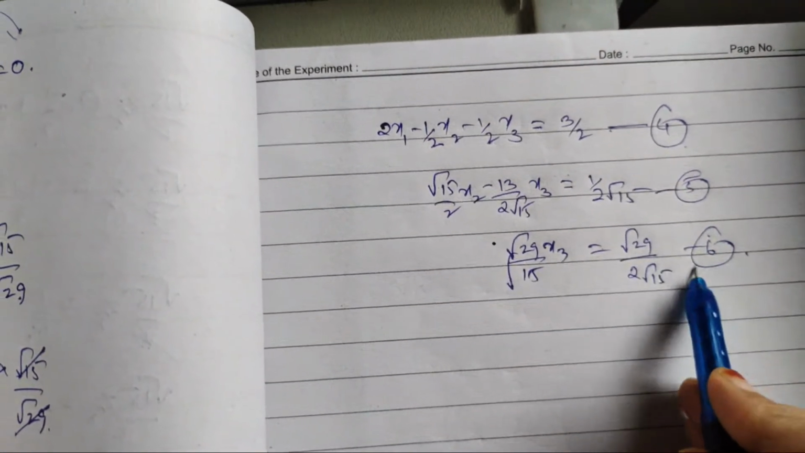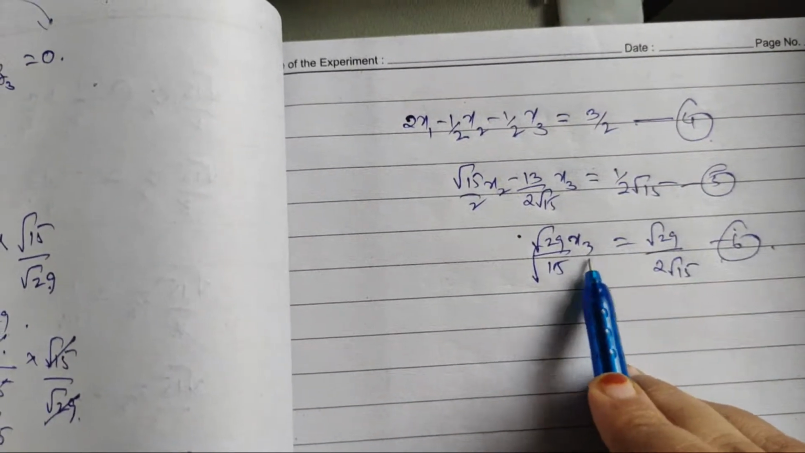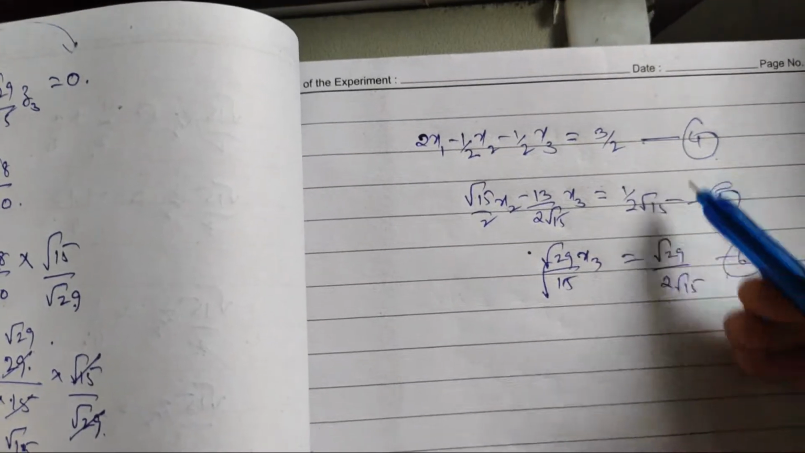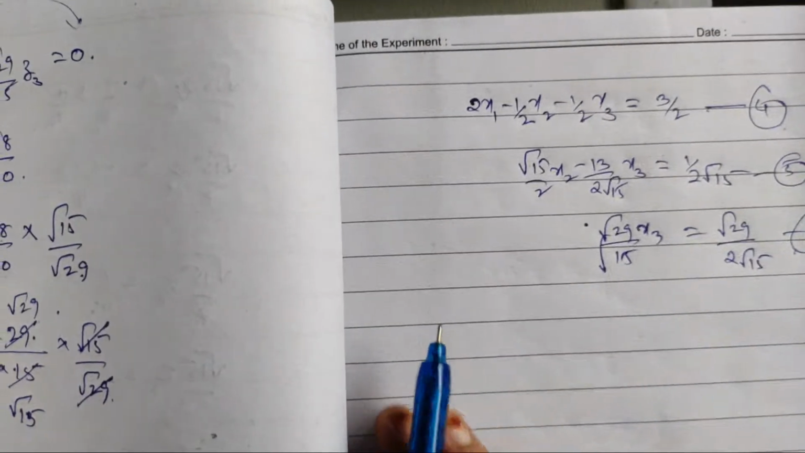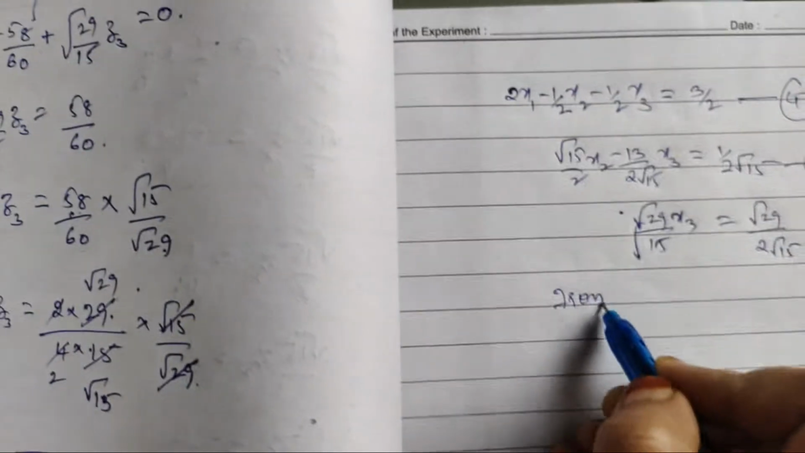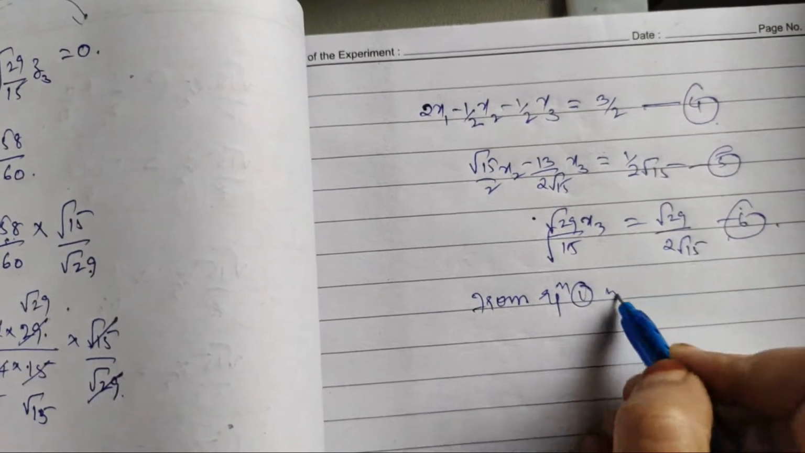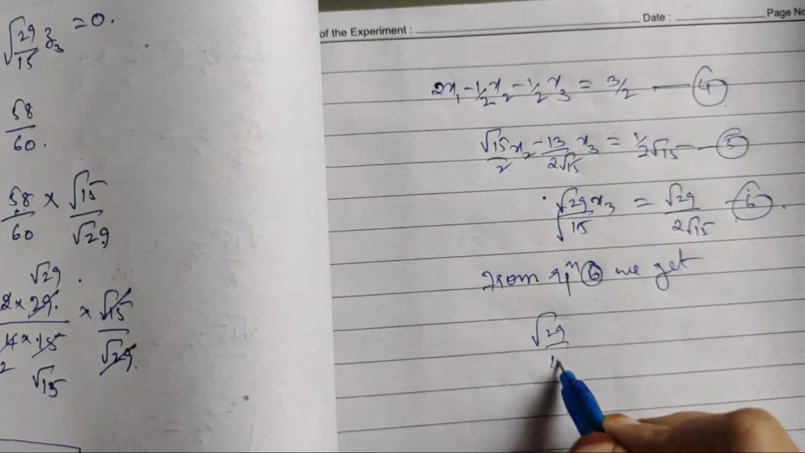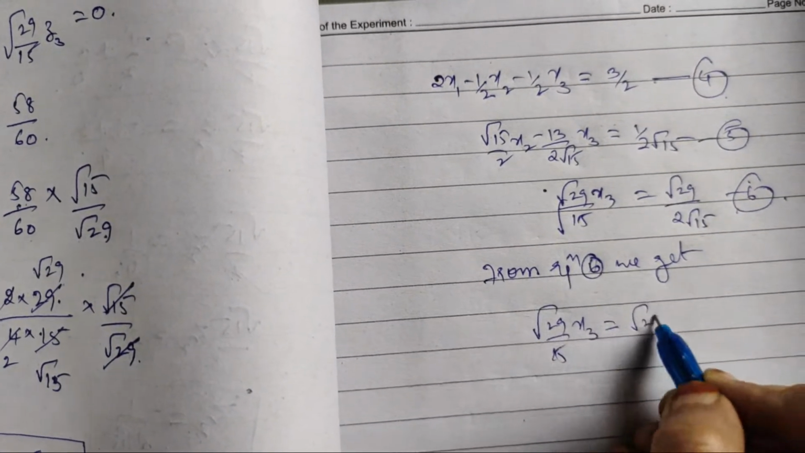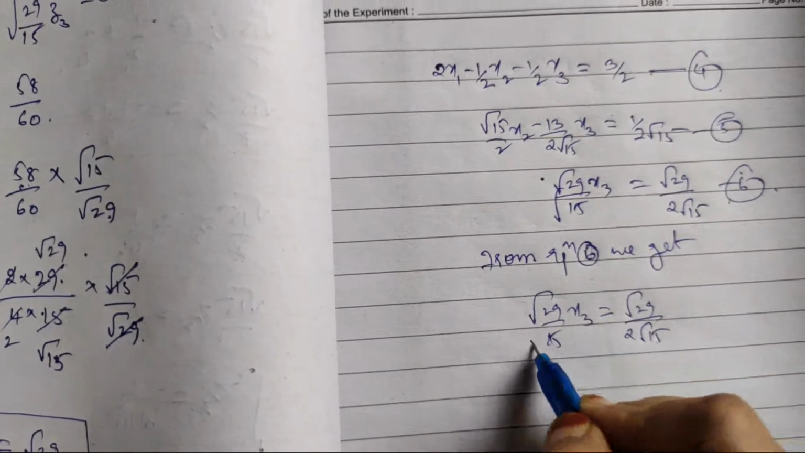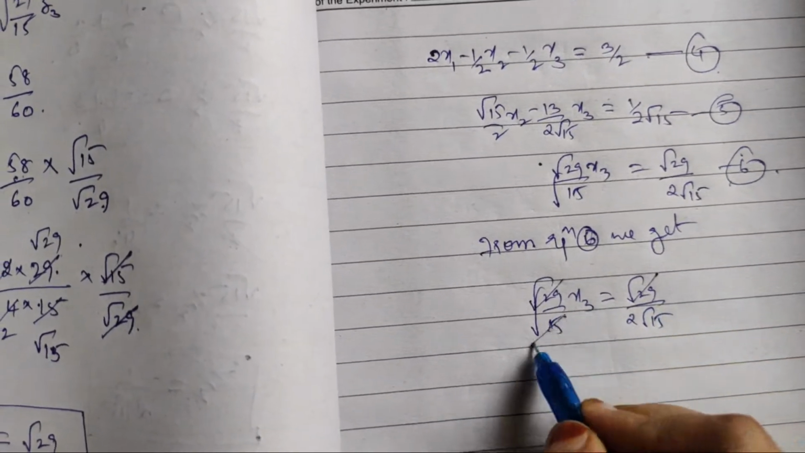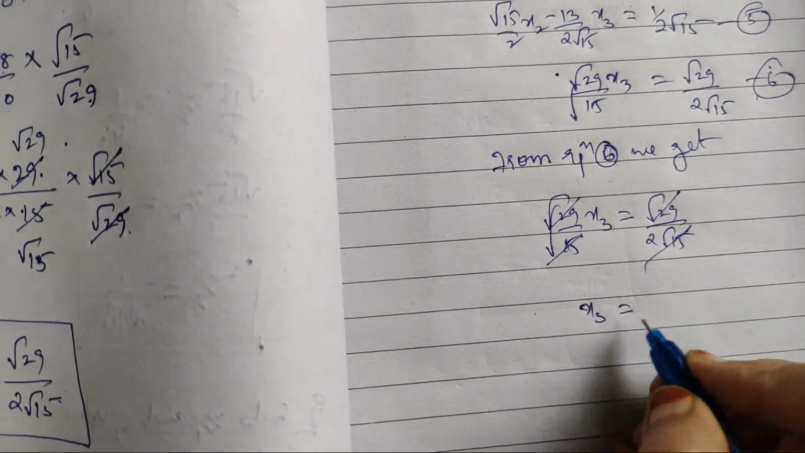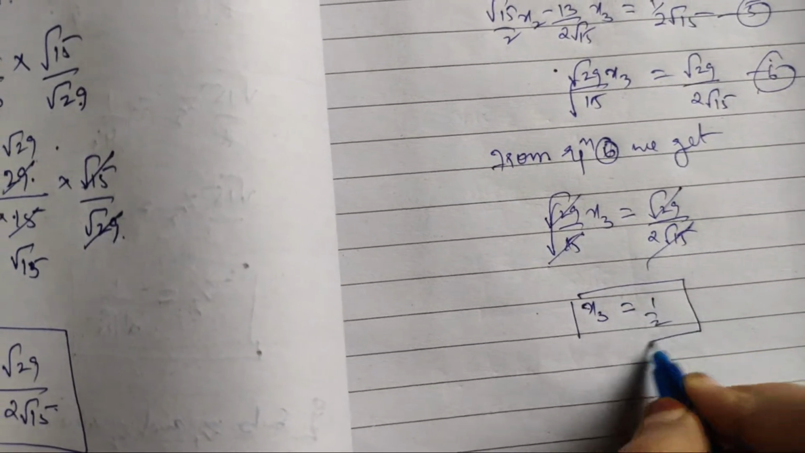Now we will move from the last equation. From the last equation we are going to get the x3 value. When we are moving from the bottom up, that substitution is known as backward substitution. From equation number 6, we get root 29 by root 15 x3, which is equal to root 29 by 2 root 15. So the root 29 and root 15 will get cancelled. x3 is equal to 1 by 2. Now we got the x3 value.